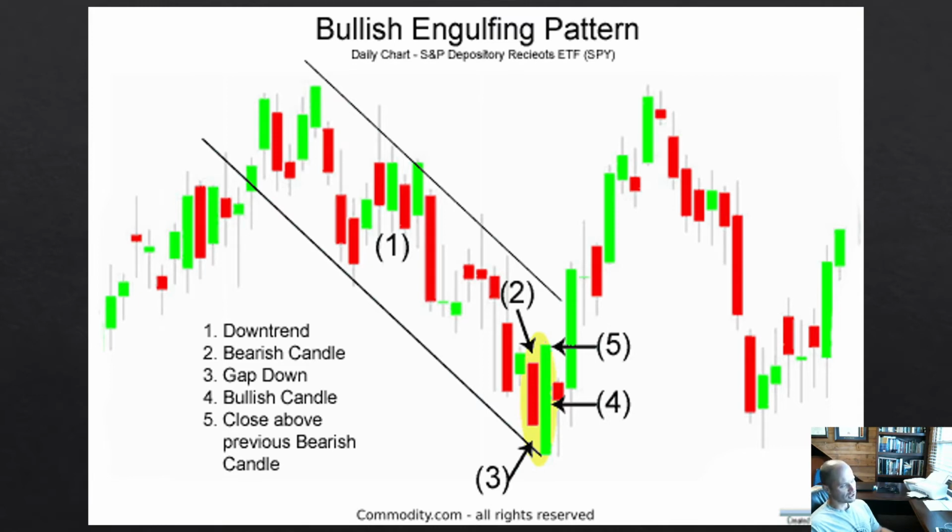And what you could have done, if you wanted to structure a trade off this pattern, you could have seen that we have a bullish engulfing candle today on this daily chart. Let's wait for tomorrow and see if we can get our follow through. So what happened on the next day?